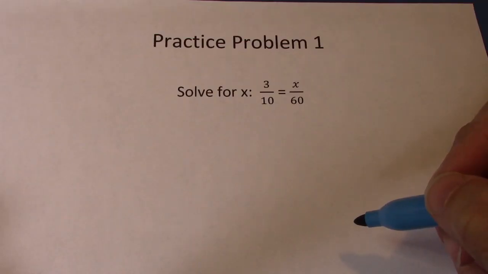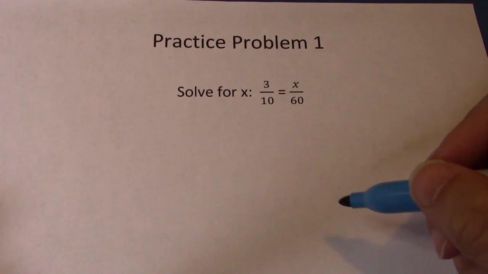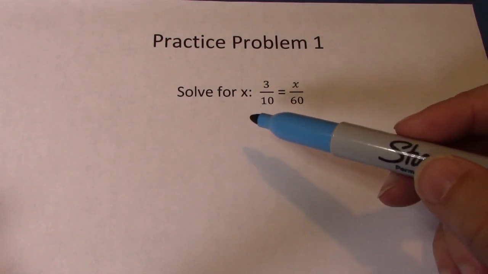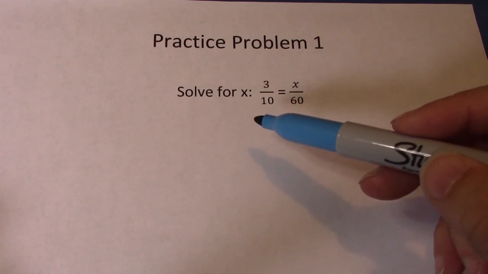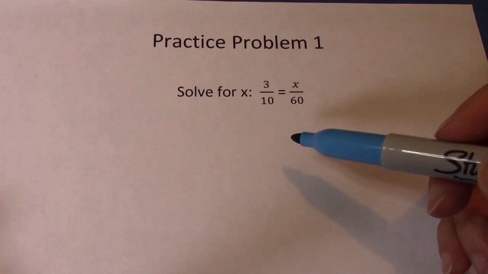Welcome back to math. Now we're going to do the practice problems for section 7 on ratios and proportions. Our first problem is to solve for x, and we have a proportion set up like this, so we can do a cross multiplication to solve the problem.